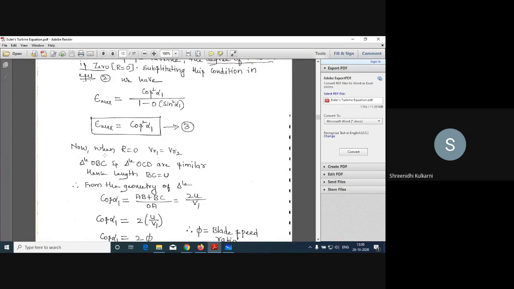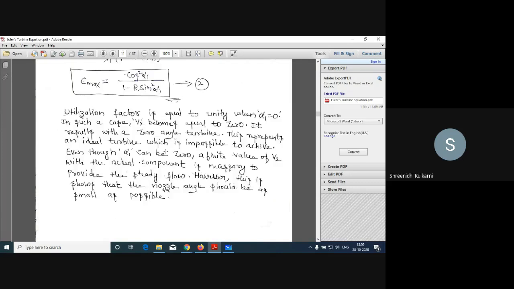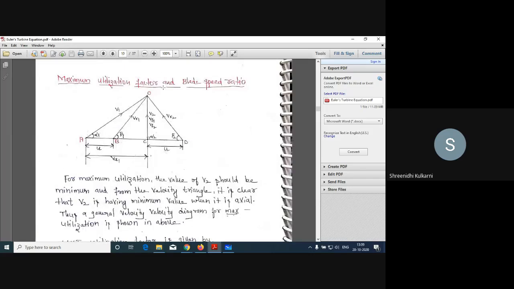Now, when we consider R equals 0, the relative velocity VR1 is equal to VR2. From here, triangles OBC and OCD are similar. See, OBC and OCD, these two triangles are the same.